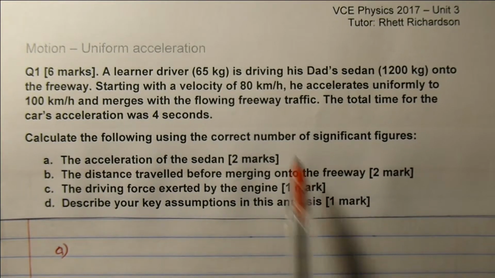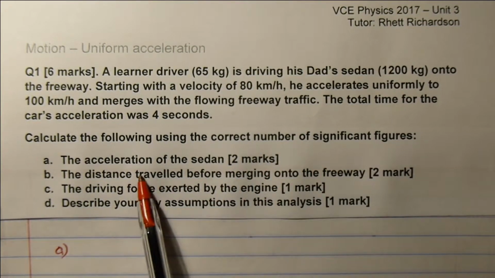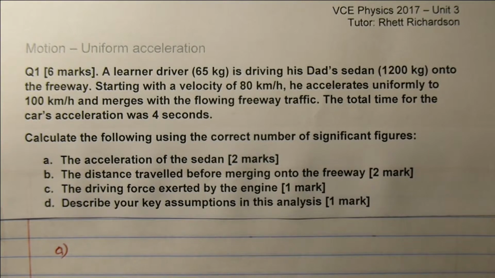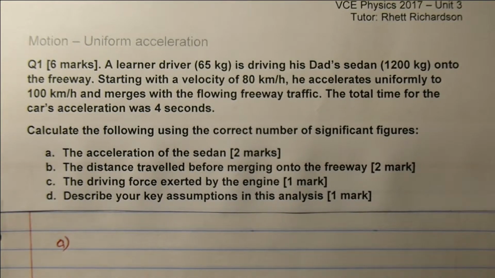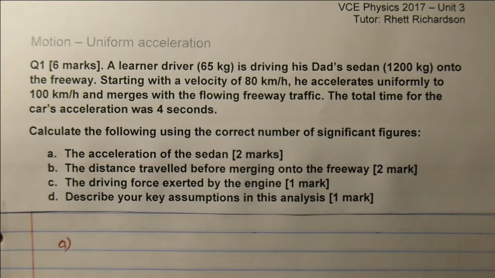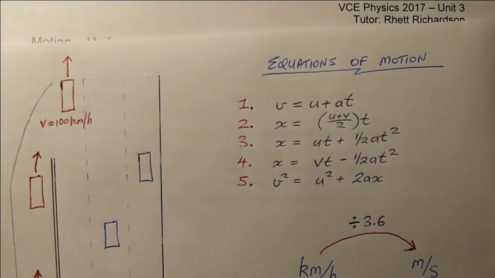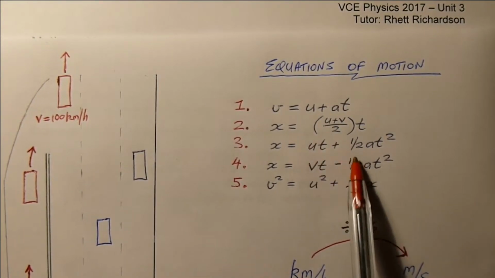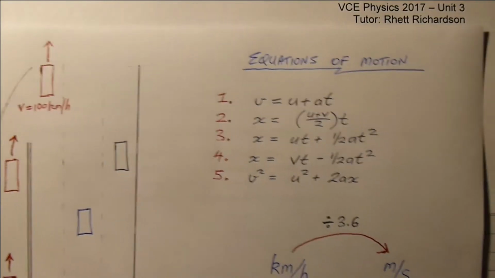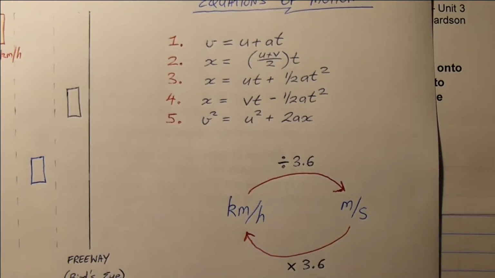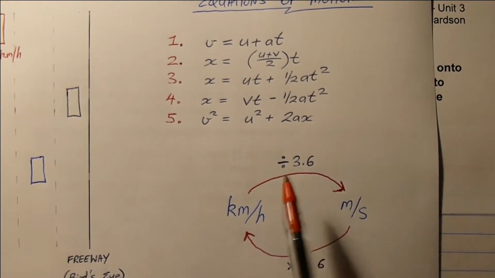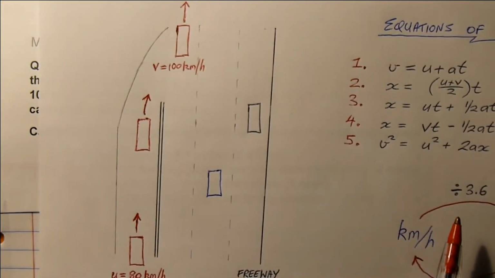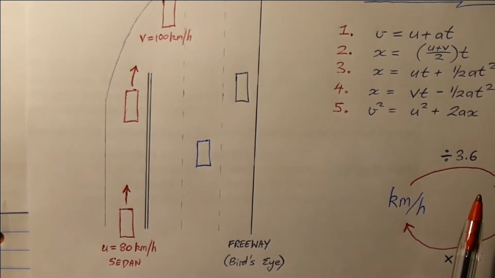Calculate the following using appropriate number of significant figures. We want the acceleration of the car, the distance travelled, the driving force exerted by the engine, and then to describe some key assumptions. So hopefully you are aware in your course there are the 5 key equations of motion. Given 3 variables, I'm able to calculate a 4th using any one of these equations. The other key one to note here is converting kilometers an hour to meters per second, where we just divide by 3.6.